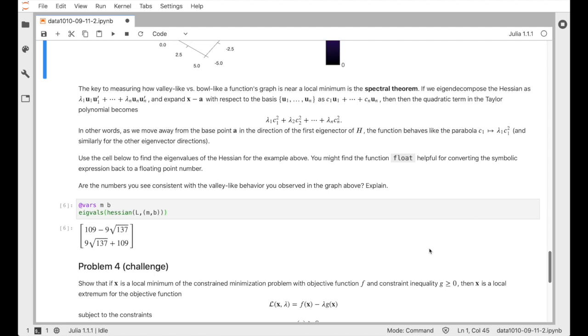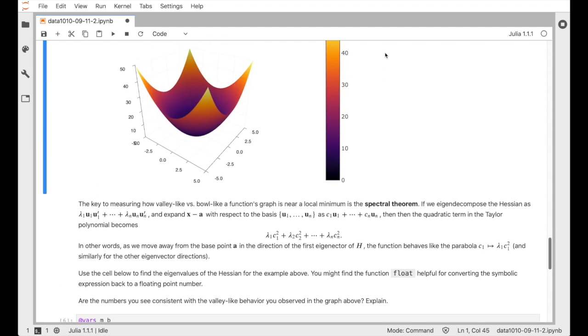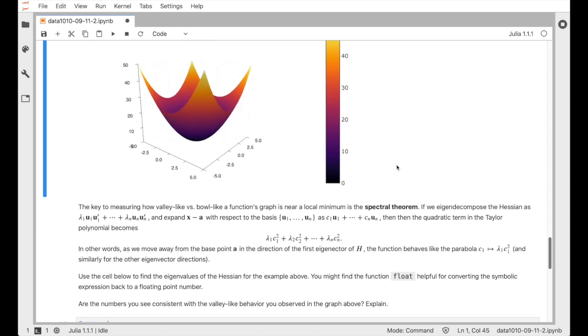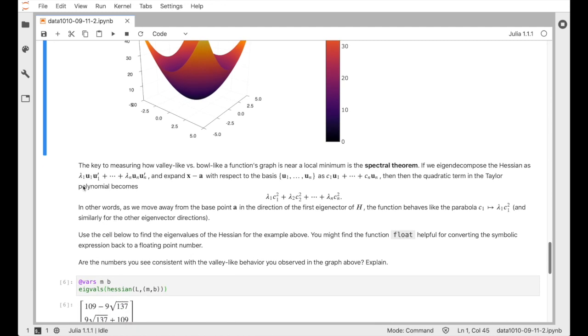So the key idea for determining that behavior is to use the spectral theorem. So the idea is, let's take the Hessian and expand it according to its eigendecomposition. We know that exists because the Hessian is going to be a symmetric matrix. And so not only does the eigendecomposition exist, but the vectors are going to be orthonormal. So we can write the Hessian out as lambda 1 times u1 u1 transpose, where u1 is the first eigenvector and lambda 1 is the first eigenvalue, and so on, adding up terms for all the eigenvectors until we get to the last one.